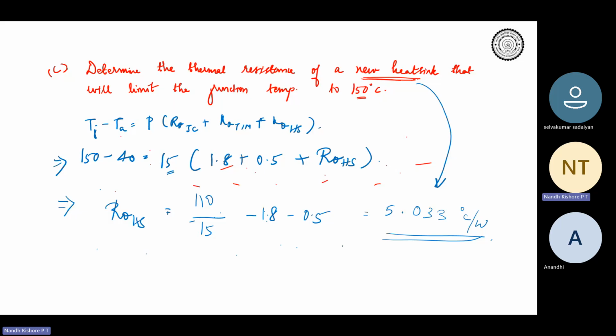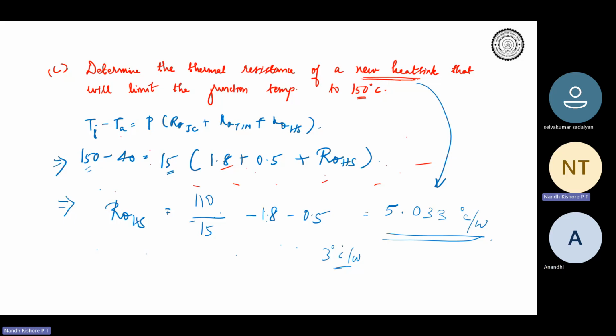Do you understand this problem? Yes, sir. It's very simple, very analogous to V equal to IR, right? You just need to design properly. So let's say they have given that your R theta heatsink is 3 degree per watt. If it is 3 degree per watt, then the junction temperature will be even lesser. Okay.